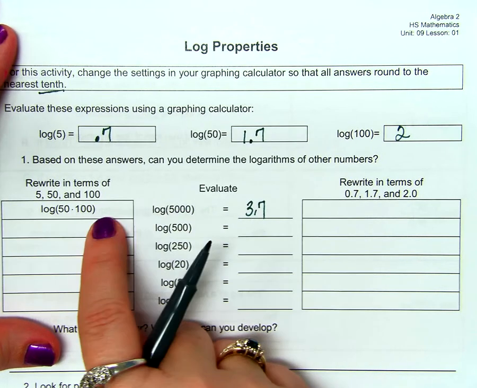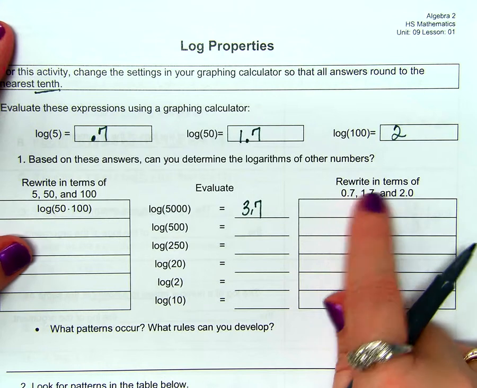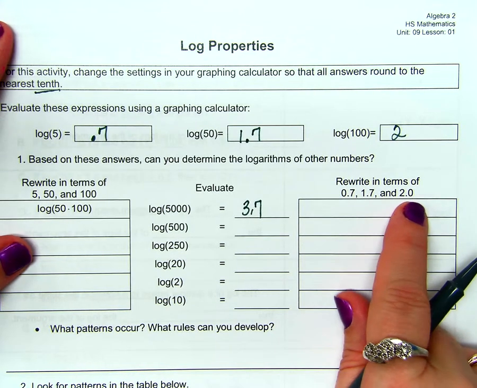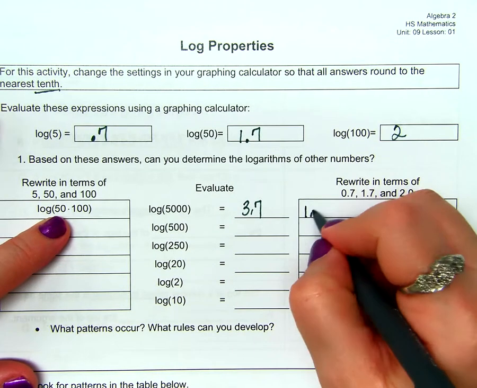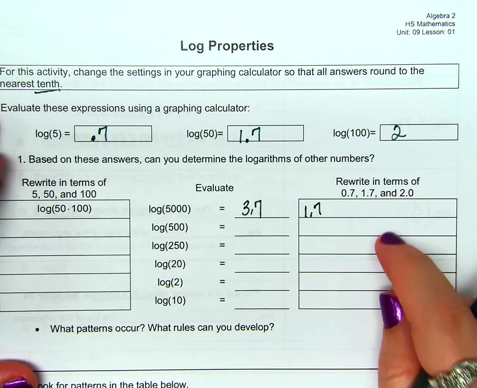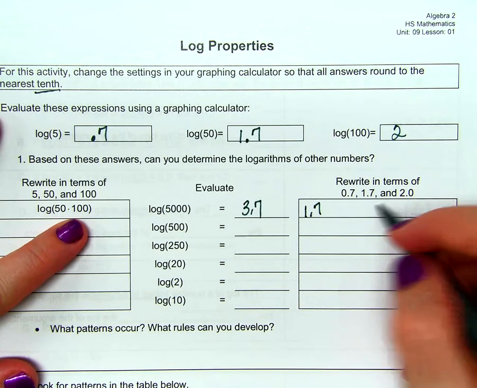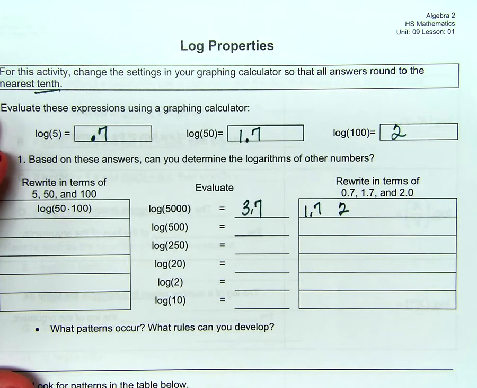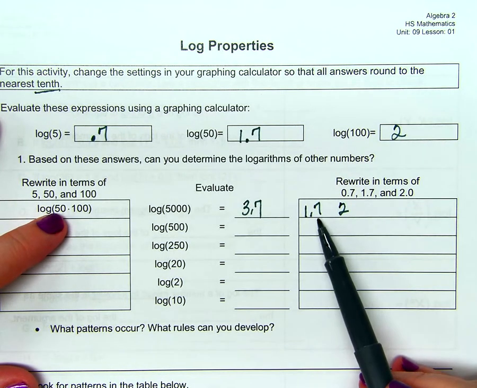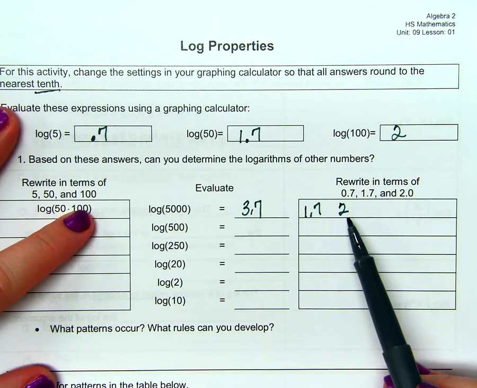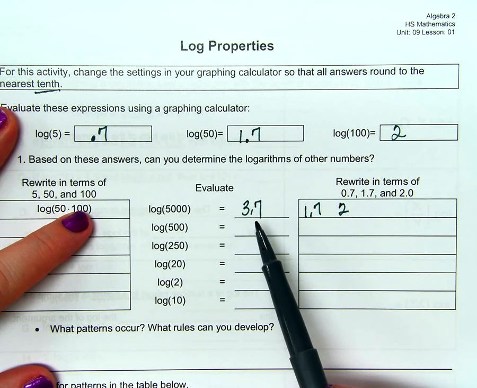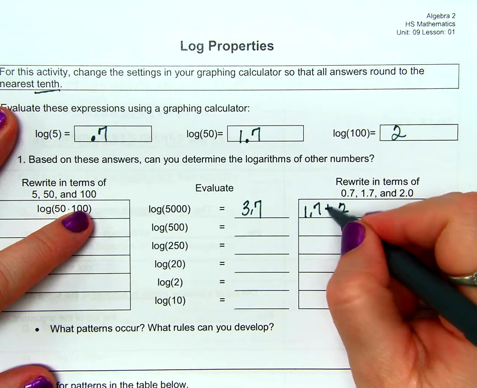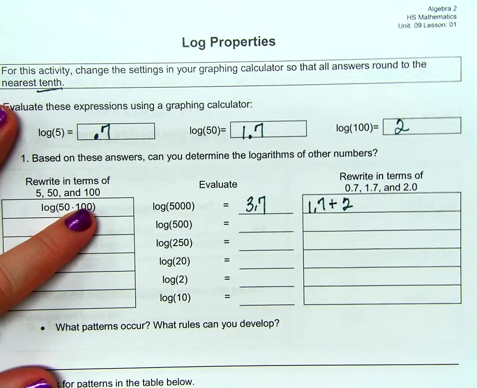Isn't that the same as log of 5,000? Yes? Okay, come over here on this side and let's rewrite this in terms of 0.7, 1.7, and 2. What is the log of 50? 1.7. And what is the log of 100? 2. So the log of 50 is 1.7. The log of 100 is 2. But the log of 5,000 is 3.7. Huh. I could add those to get 3.7, right?